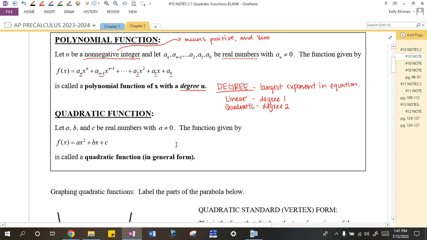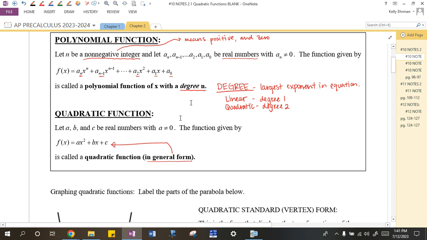So a quadratic function, taking it out of this really general term, if a, b, and c are real numbers, and again, a is not equal to 0, then a quadratic function could look like this. F of x equals ax squared plus bx plus c. That's a quadratic function. I'm saying that it's in general form. Different textbooks call it different things, but general form is this one. We're going to talk about vertex form in a minute.